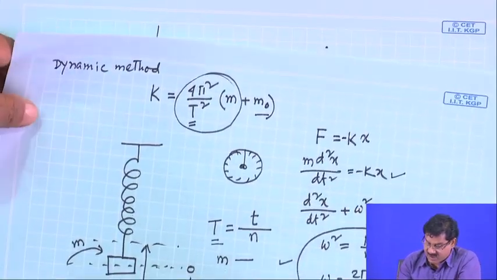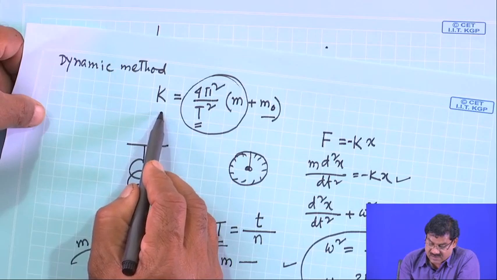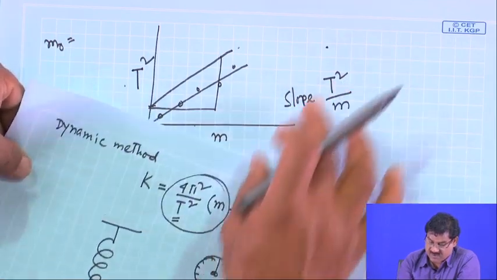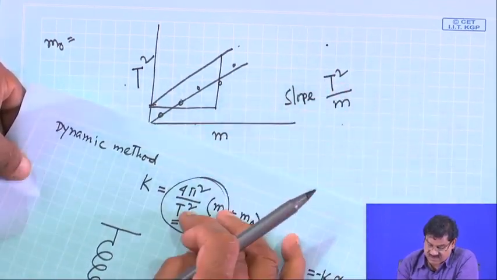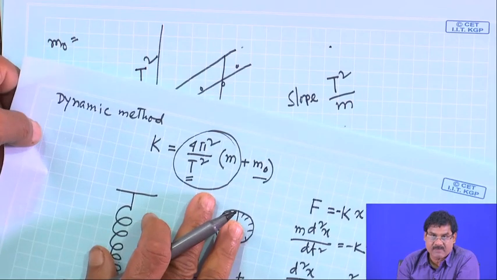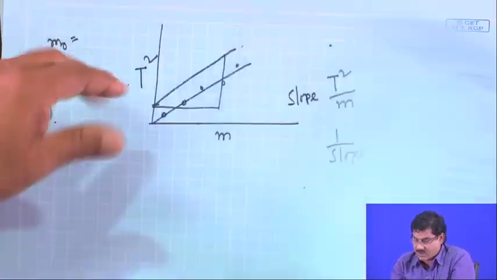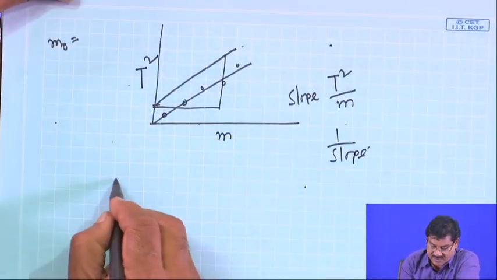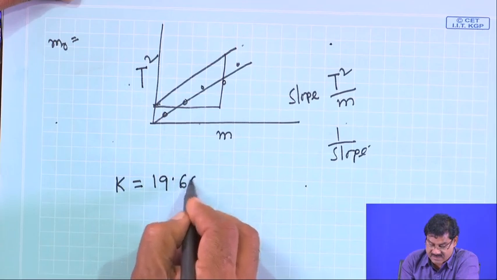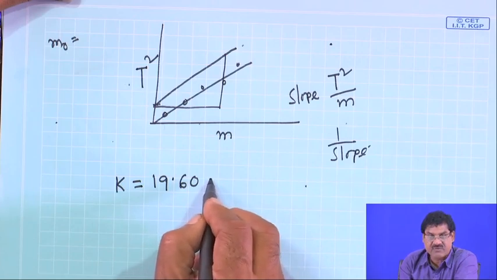You have to find the slope of this curve and put it in your equation. Here it is m by t square, but the slope you are getting is t square by m. So you have to take the inverse of it, 1 by slope, and put it in this formula. You know the pi square value, so you will get the k value. Whatever data we have, we calculated k, and generally we got k equal to 19.60.